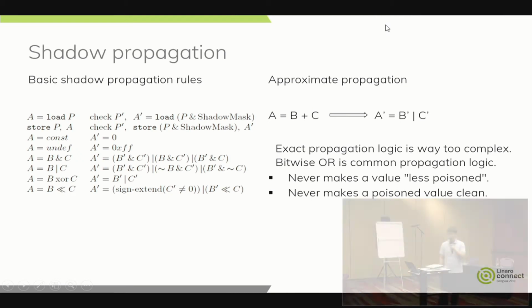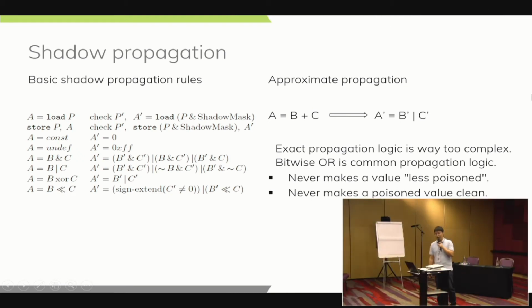Okay. Shadow propagation. Actually, there are two kinds of shadow propagation. One is exact propagation, and the other is approximate propagation. The basic shadow propagation rules on the left side are all exact propagation. They are the load operation, the store operation, as well as some bitwise operations. And it's not always efficient to make exact propagation.